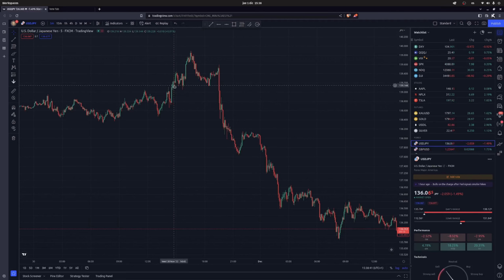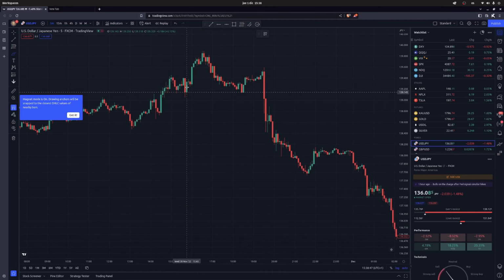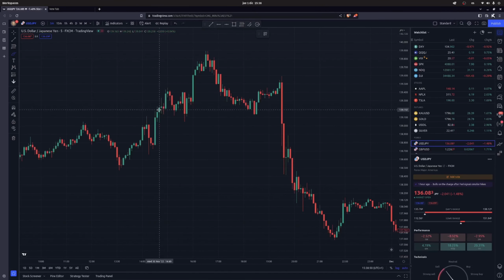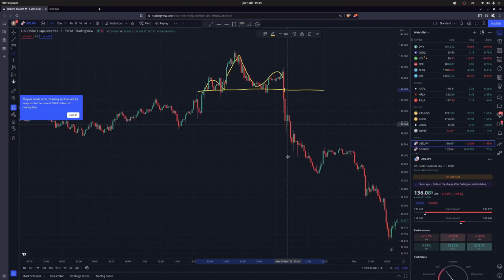And I think this one is a head and shoulders pattern, because we do have here the left shoulder, the head, the right shoulder. So this here would be the neckline. And once we broke that neckline, the trend reversal was confirmed. In this case, to the downside.